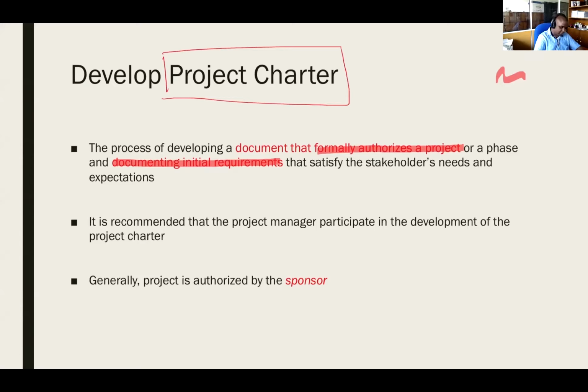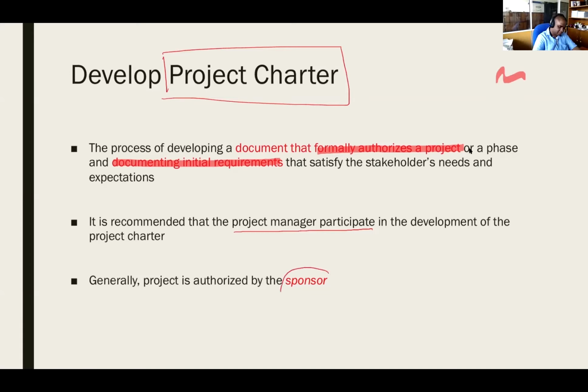It's good if the project manager can also participate in that. It's not a must. The sponsor may do it himself. The consultant may do it himself. Various types of projects are going on.